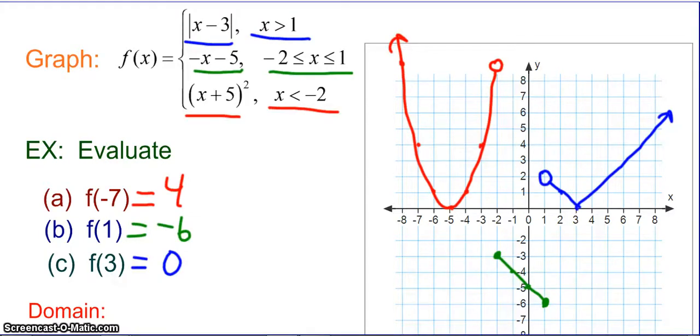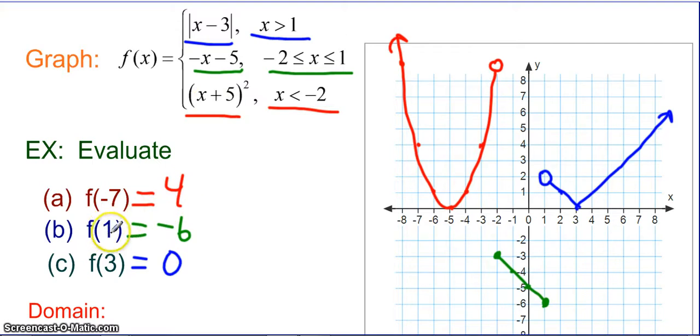Okay, so hopefully you got f of negative 7 equals 4, f of 1 equals negative 6, f of 3 equals 0. And now real quick, if you didn't, let's check on why. If I want to find f of negative 7, I'm looking at when x is negative 7. Which one of these domains includes x is negative 7? Well, it's this right here, x is less than negative 2. So I plug in negative 7 into this piece of the function. Negative 7 plus 5 gives me negative 2. Negative 2 squared is 4. So I know f of negative 7 is 4.